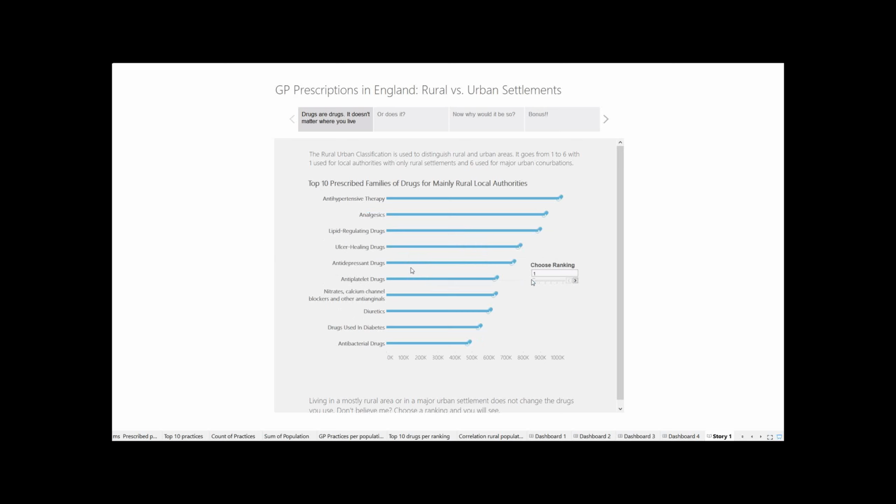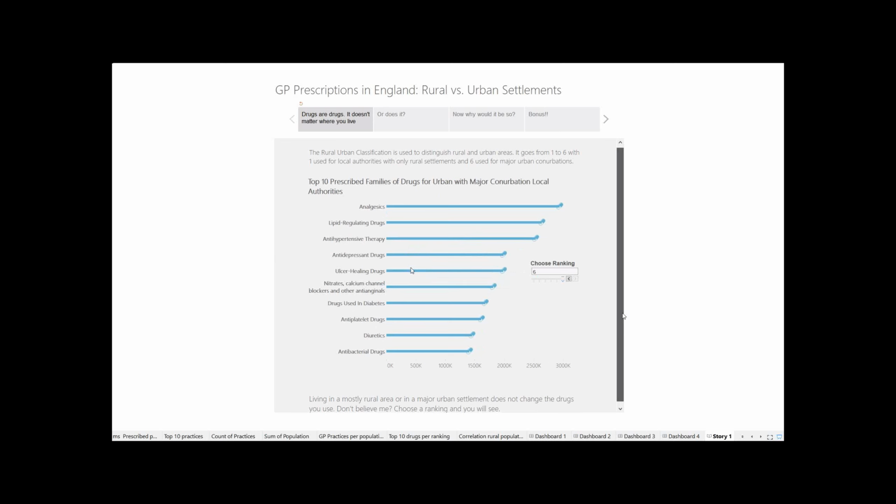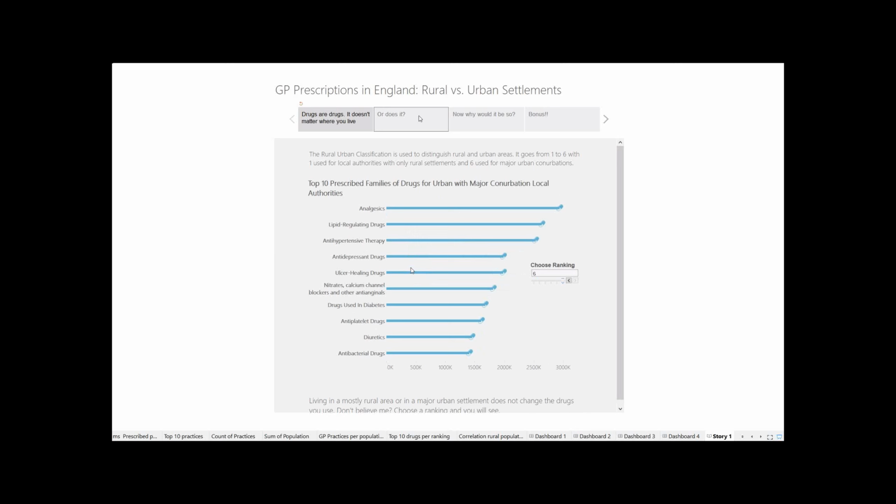Rank number 1 is most rural areas. Rank number 6 is most urban areas. So basically what you can see, actually, it doesn't matter if you come from the middle of nowhere or if you come from London, the drugs that you will ask for are pretty much the same. What changes instead are your chances of going home with a prescription.